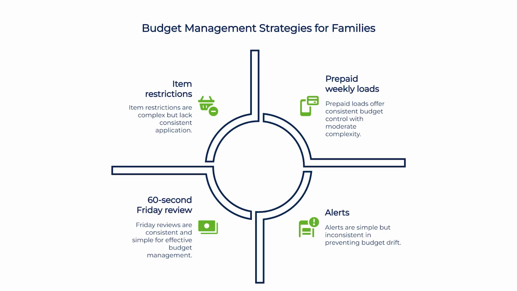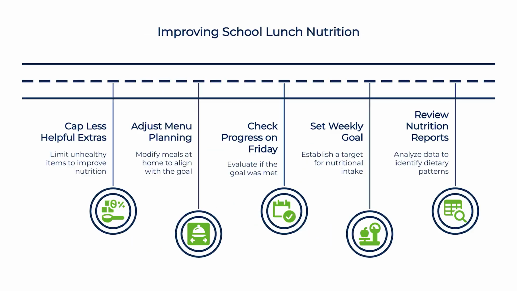The reality is that consistency beats intensity here. A 60-second Friday review often prevents a 20-minute Monday scramble. Let's fold in nutrition. Reports reveal habits. Protein skipped, beverages overrepresented, sides ignored.